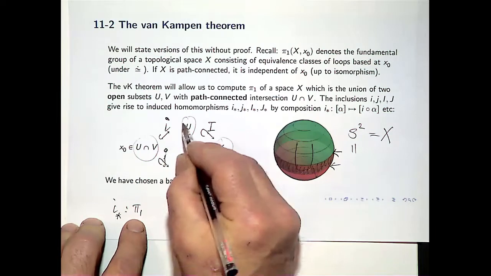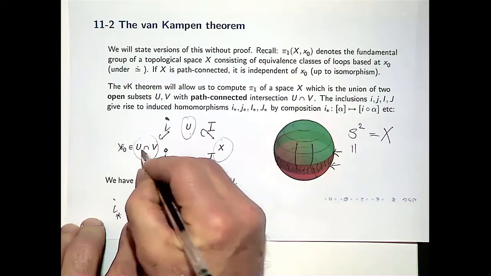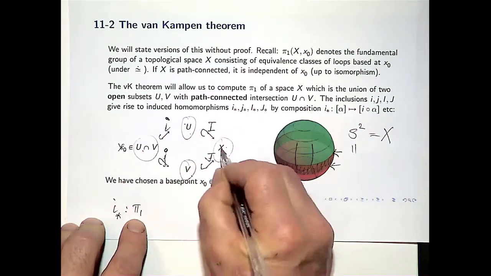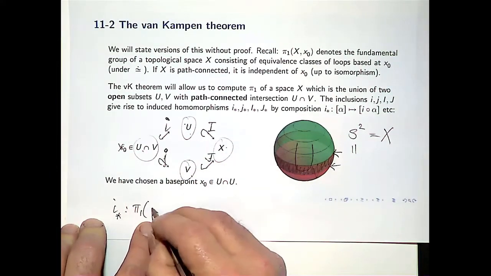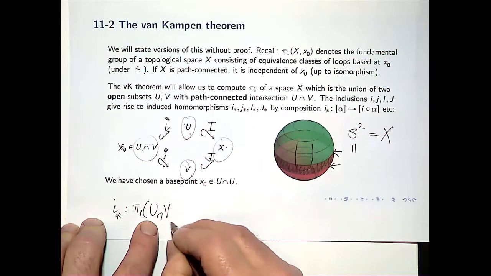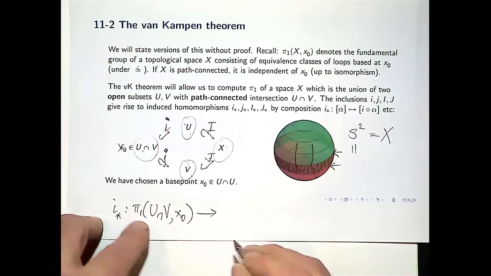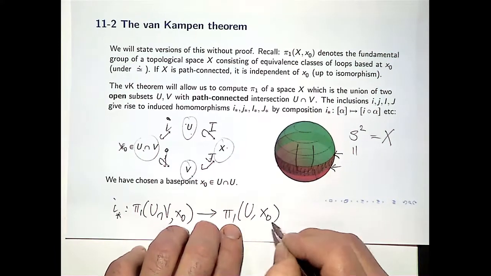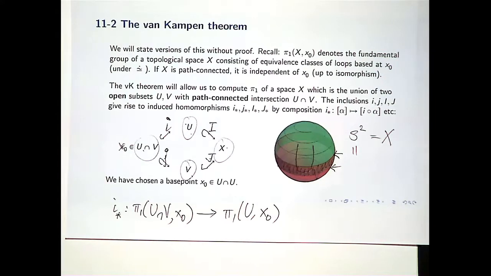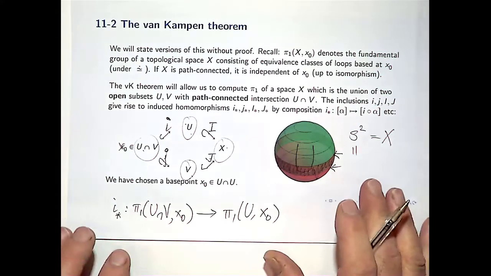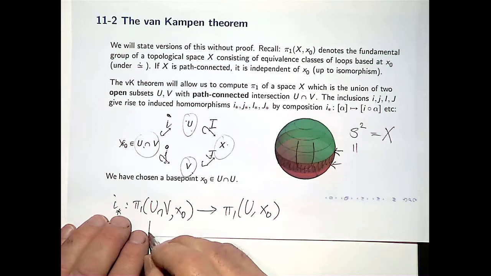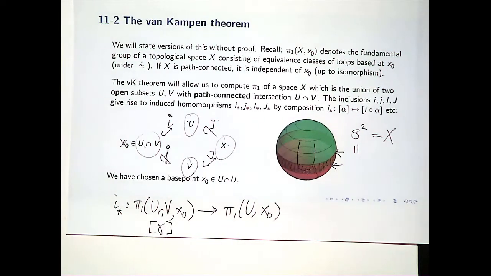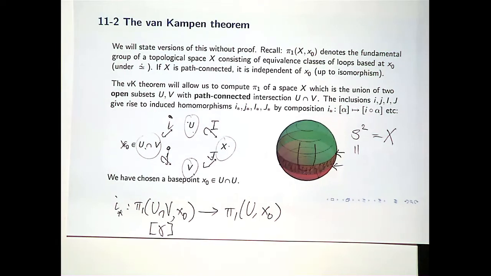So these are all subsets, and I've fixed the base point in the intersection, so this maps to the same base point everywhere. So we've got pi 1 of the intersection. There's an induced homomorphism into pi 1 of U, say, with the same base point. And how does that work? Well, if I have a loop in the intersection, the equivalence class of that gives me an element of the fundamental group here.